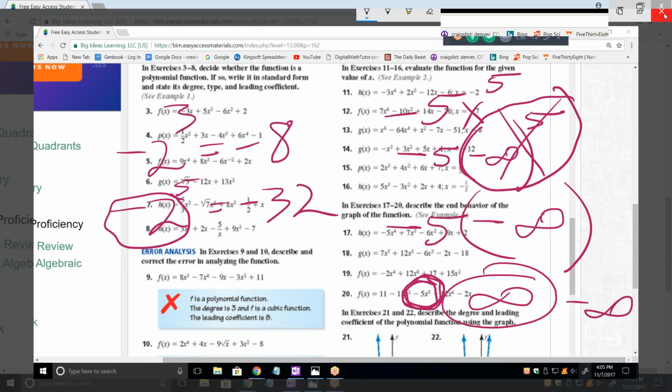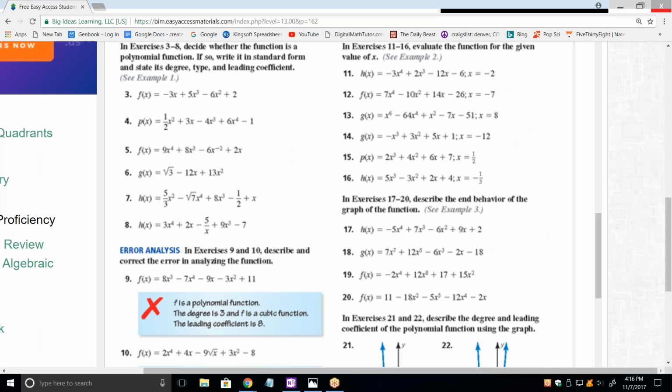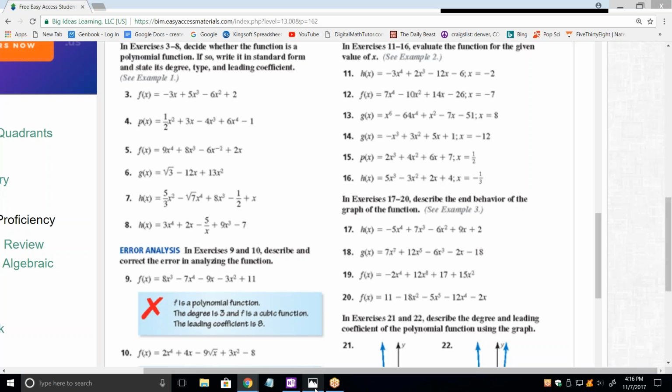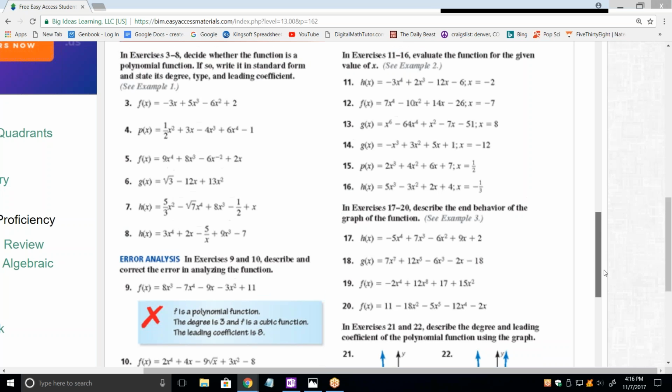Okay. Let's see. We're doing this from a list, are we not? Yeah. Here, I got to do this first. Yeah. So we've got to go through 22, okay?